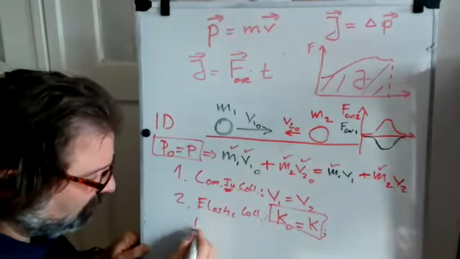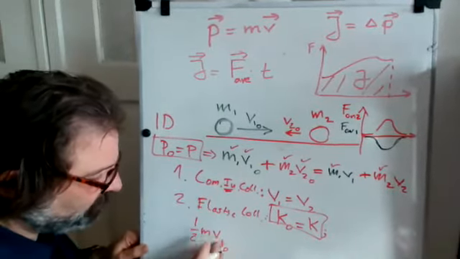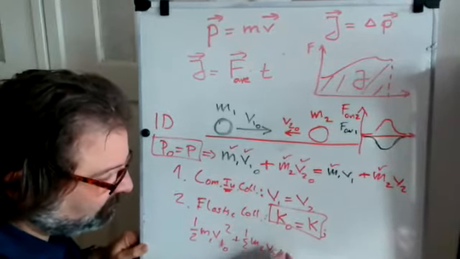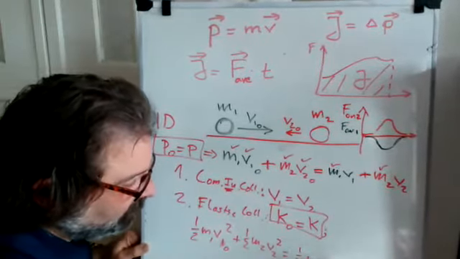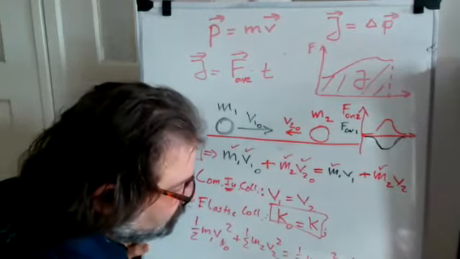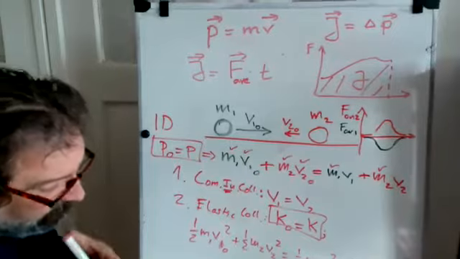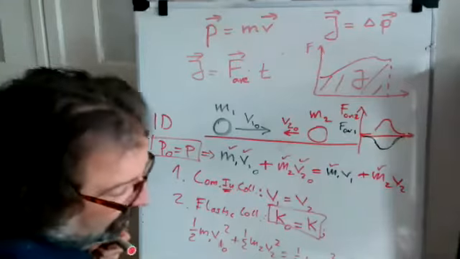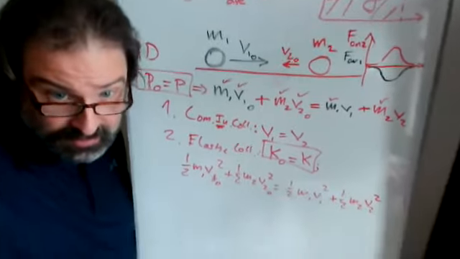So let's just write it out as 1/2 m1 V1,0 squared plus 1/2 m2 V2,0 squared equals 1/2 m1 V1 squared plus 1/2 m2 V2 squared. We now have two equations, and everything on the left side is just a number. We can calculate those, but on the right side, we have two unknowns, V1 and V2, just like we had in our first equation, two unknowns as well.